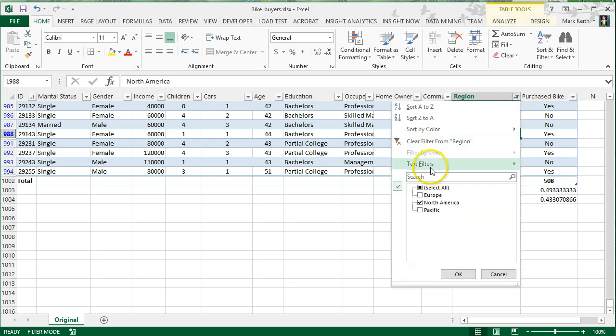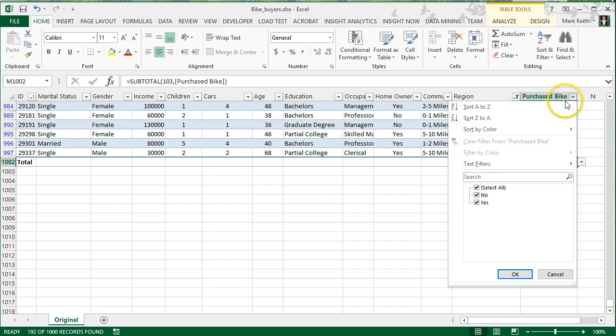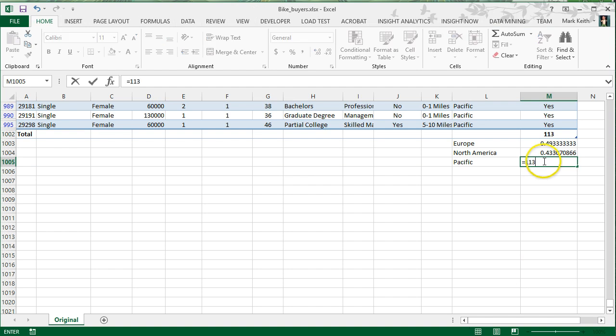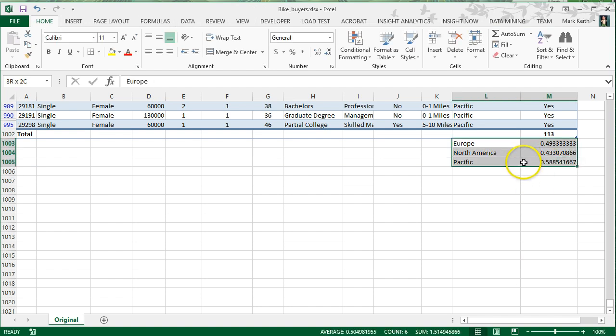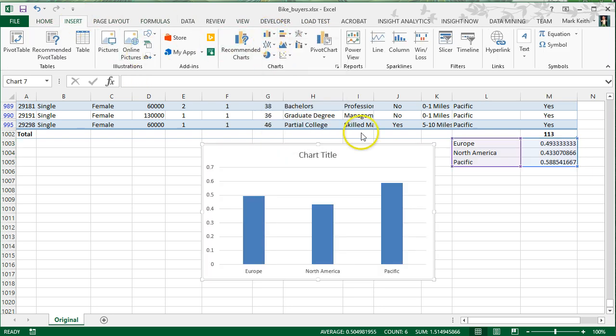Let's change it now to Pacific. Pacific has 192 total, and 113 yeses, equal 113 divided by 192. Okay, so here's our conversion rate for these stores. Now we can select this and insert a bar chart on that data.